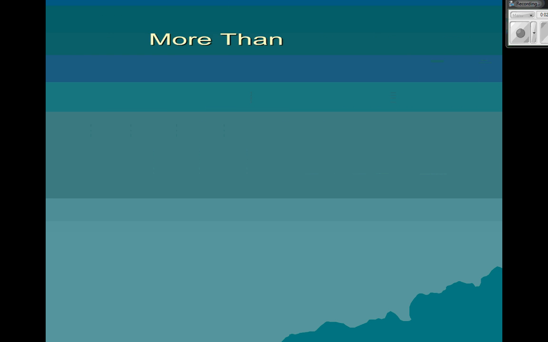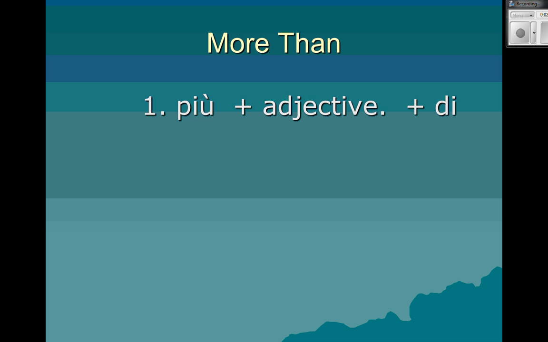Okay, next we have the expression more than. We're going to use the word più, which means more, our adjective, and then di. Take a look at this. We have sono più alta di Maria. I am more tall than Maria. In Italian, we have to say it that way, more tall than. However, in English, we say, I am taller than Maria.